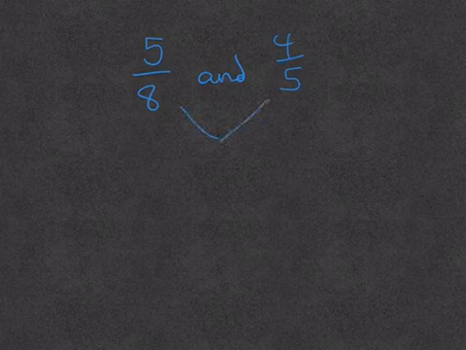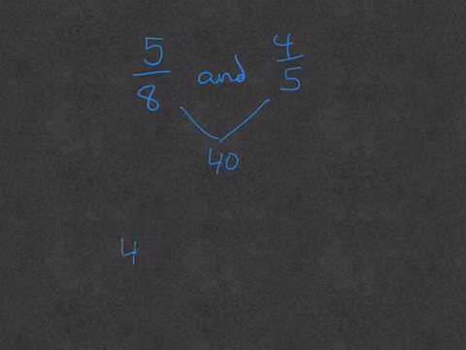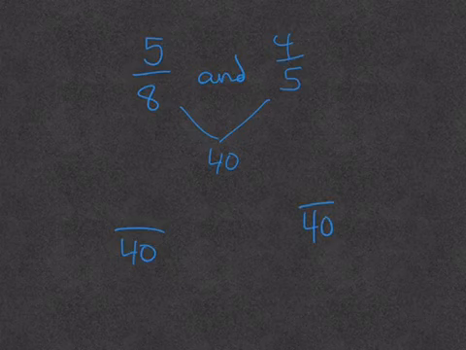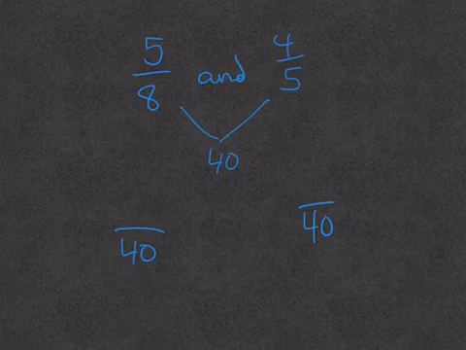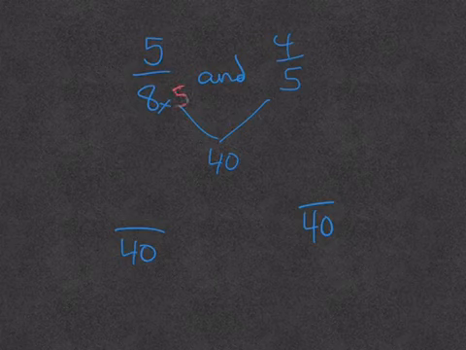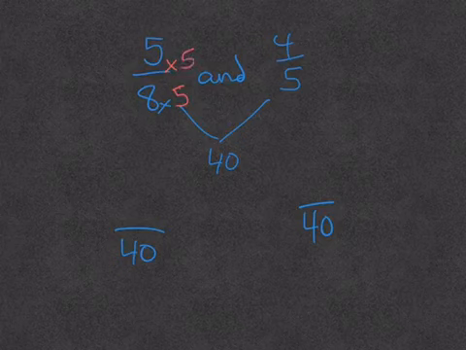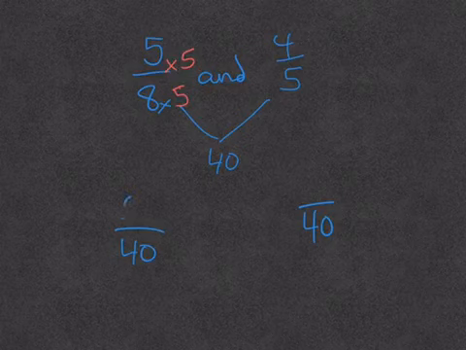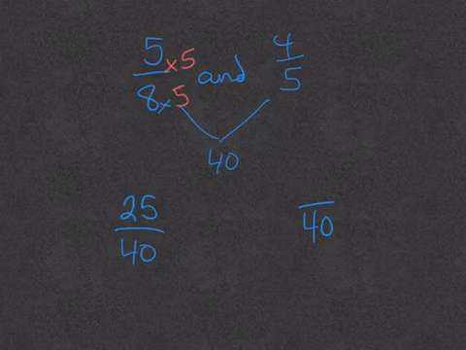So 8 times 5 is 40. So 40 is going to be my new denominator, okay, on both fractions. But what did I have to do to this 8 to get to 40? I had to multiply it by 5. Whatever I do on the bottom, I must do on the top. So I have to multiply the top by 5 as well. So 5 times 5 is 25. So 5/8 is equivalent to 25/40ths. Okay, let me show you the other one.